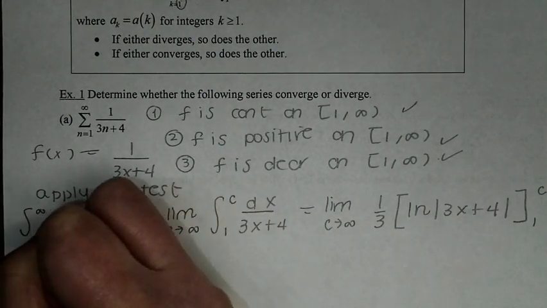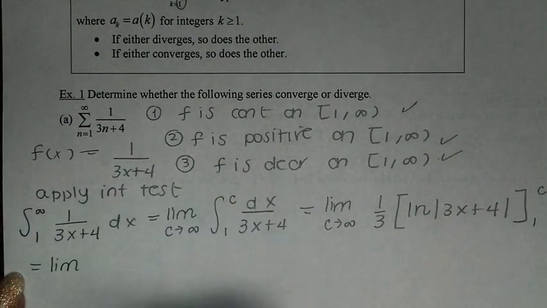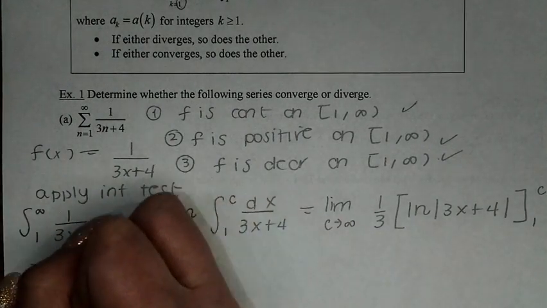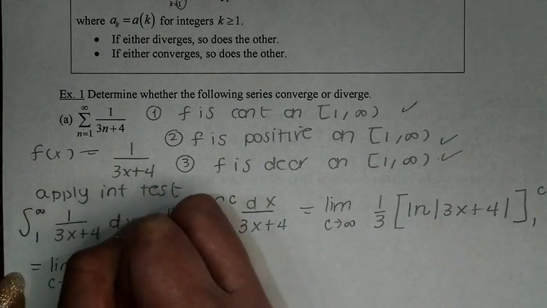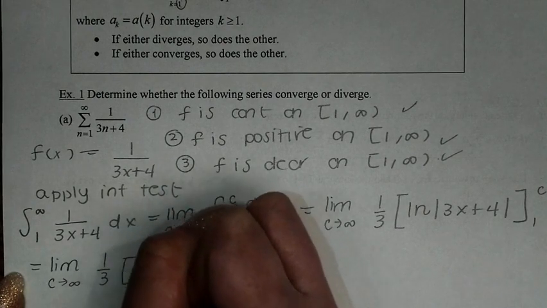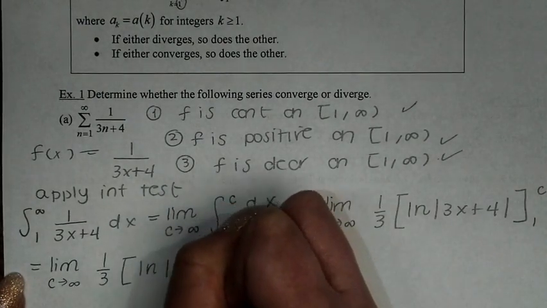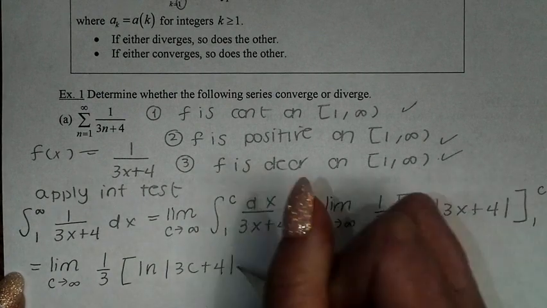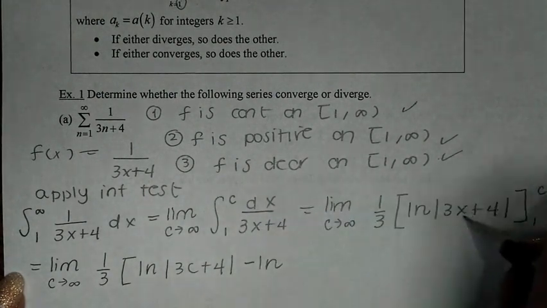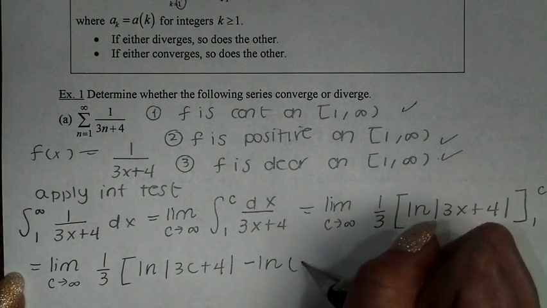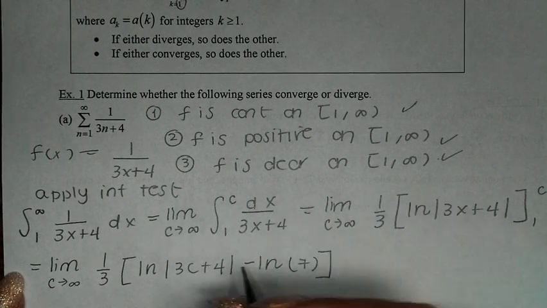Okay, now what are you going to do? You are going to substitute your x for the 1 and the c. So you have the limit as c approaches infinity of 1/3 times the natural log of the absolute value of 3c plus 4, minus the natural log of, what's that? You plug the 1 here, so you have 3 plus 4, that's a 7. Okay, close it.